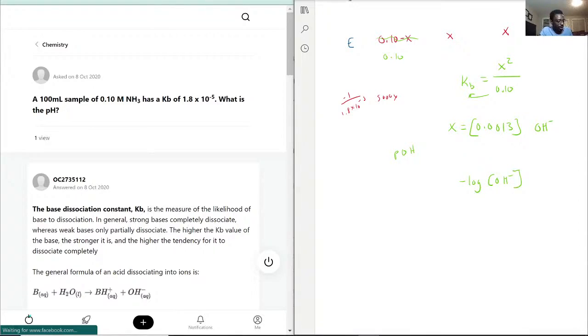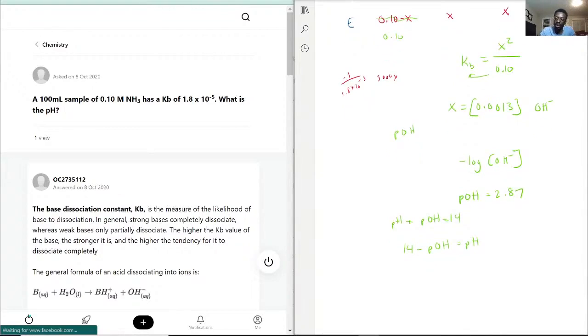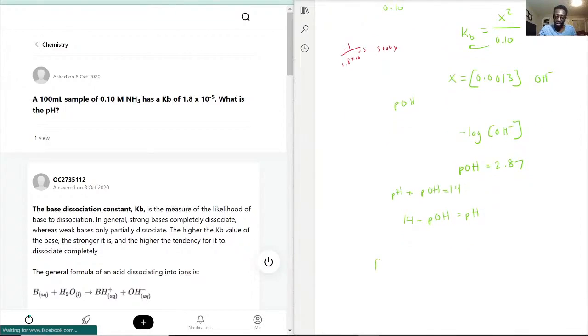And what do we get? So negative log of the answer we just got, our pOH is equal to 2.87. Now the relationship between pOH and pH is that pH plus pOH is equal to 14. So 14 minus pOH is equal to pH. So 14 minus that answer gives us our pH. So what is the pH of this question? The pH is equal to 11 point. We want two significant digits, and it's always after the decimal for pH. So 11.13. That's what it rounds to.